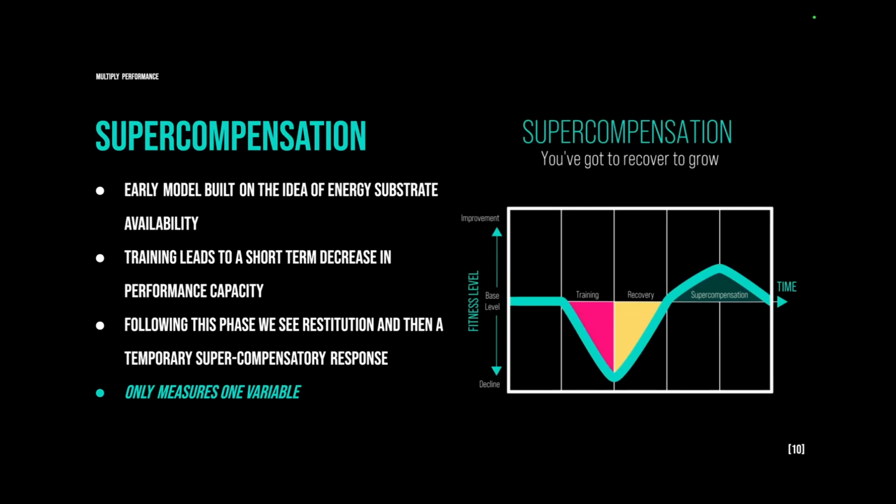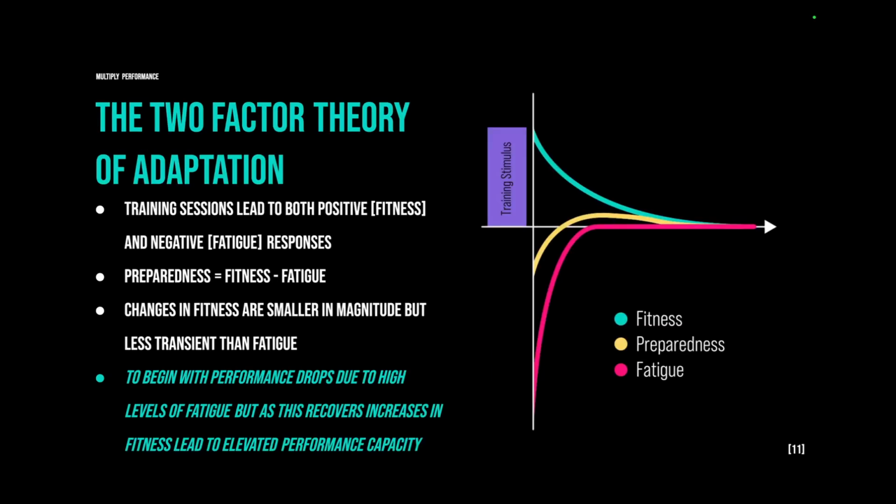But the one issue with this particular model is that it only really measures one variable, and that is performance capacity. That's fixed with the two-factor theory of adaptation, where we basically say that each training bout, each training stimulus is going to lead to two outcomes. It's going to lead to a positive outcome, which is the increases in fitness that we see, but it's also going to lead to a negative outcome, which is the increases in fatigue that we experience.